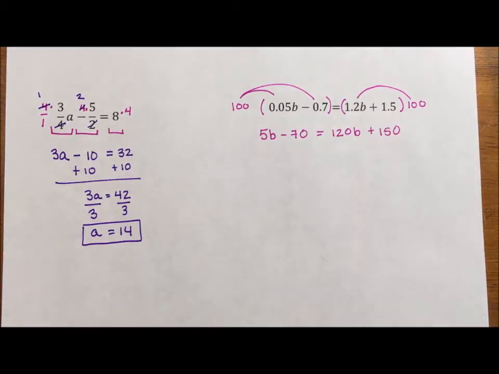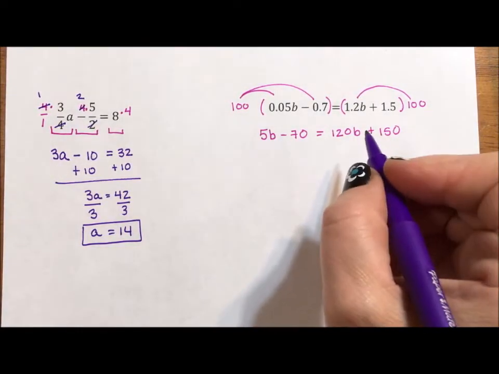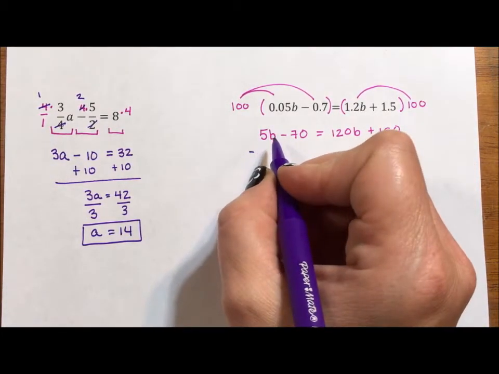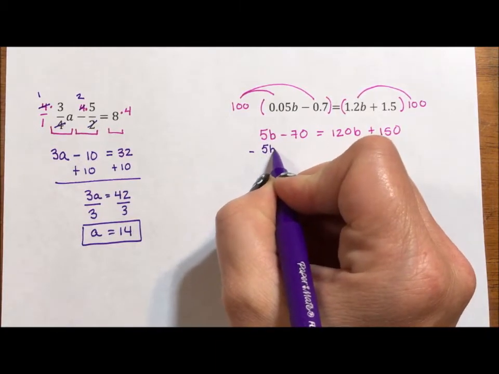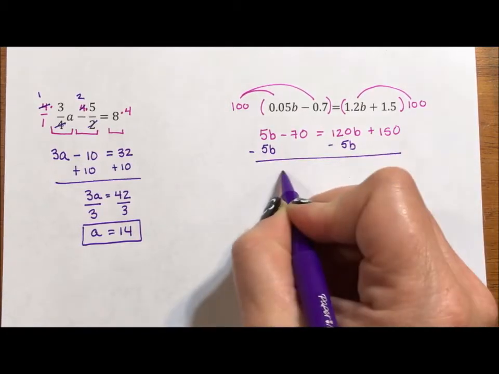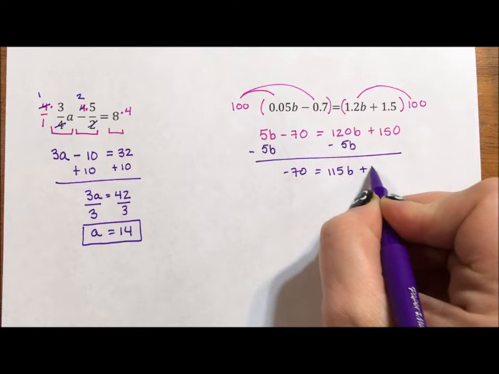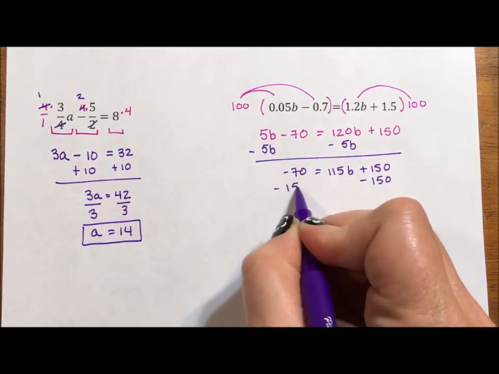You might be thinking that's not any easier. Look at how big those numbers are. But it's much easier to line things up this way. Okay, what am I going to do? I am going to subtract 5b from both sides. So I'm going to have -70 equals 115b plus 150. I'm going to subtract 150 from both sides.